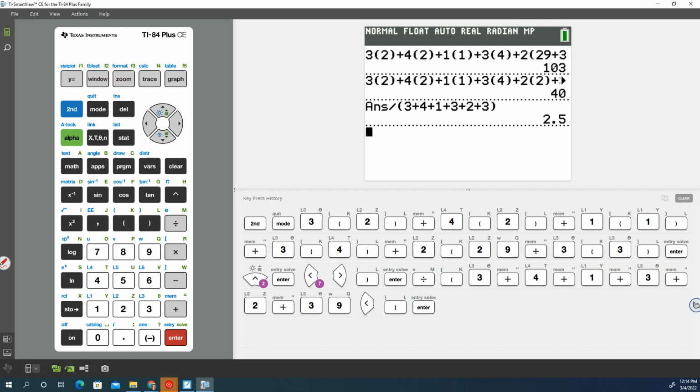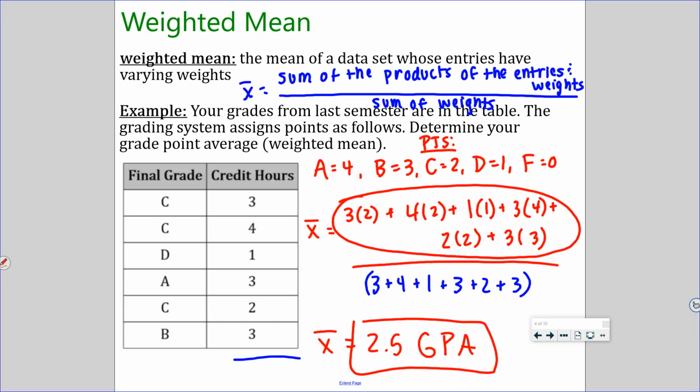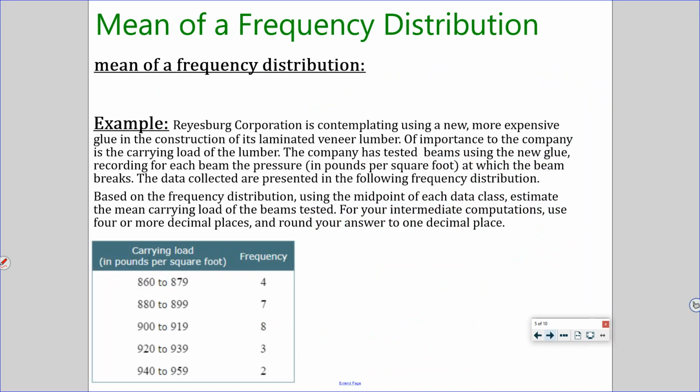So there's an example of just a weighted mean. We might have to factor in something else, some other scale when calculating the average. Let's look at how we calculate means on a frequency distribution and also a histogram.